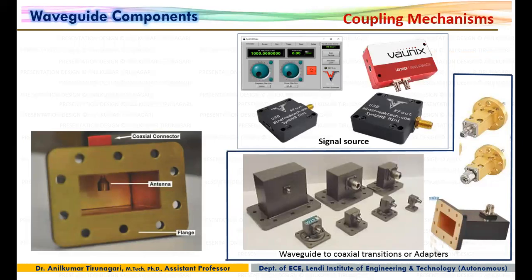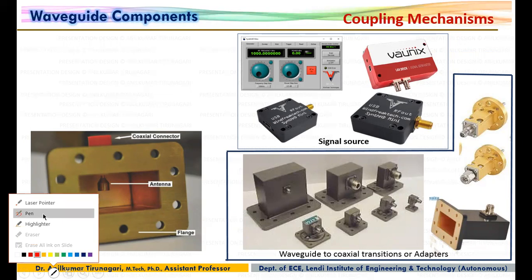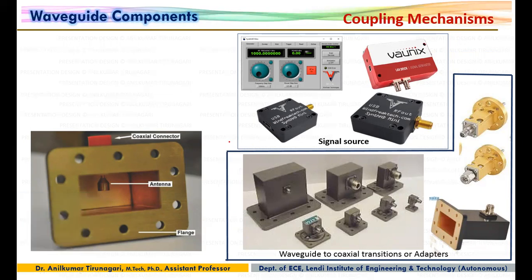So these are the components. And in this figure, waveguide to coaxial transitions or adapters are shown. And if you can see, portable kind of signal sources are also available nowadays. These are portable signal sources through which we can obtain the microwave signal of our required frequency.